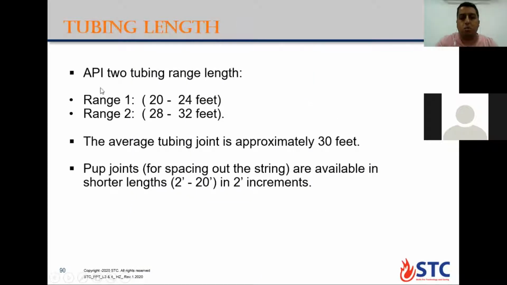For tubing length, there are 2 API tubing ranges in length. Range number 1 is from 20 to 24 feet. Range number 2 is from 28 to 32 feet. The average length for the tubing is around 30 feet or a maximum of 10 meters. A pup joint is used to space out the string, available from 2 to 20 feet in 2-foot increments. This is for spacing out to depths for the packer, for example, at certain depths. We use some pup joints at the top of the string to space out.